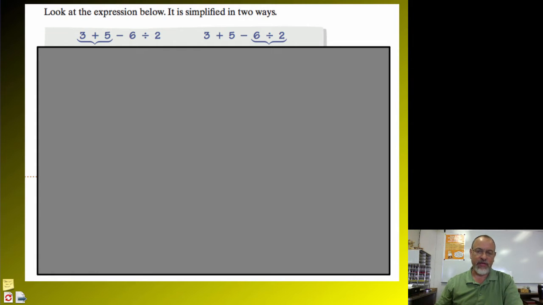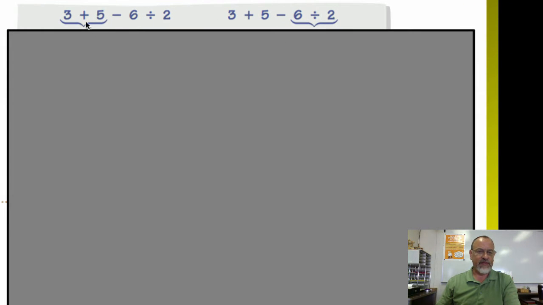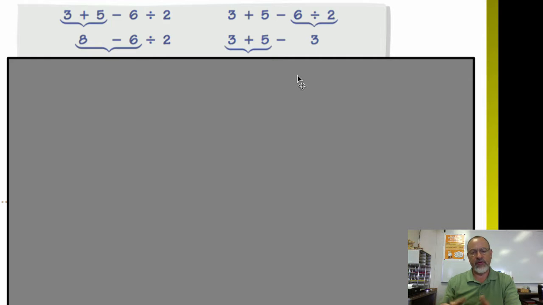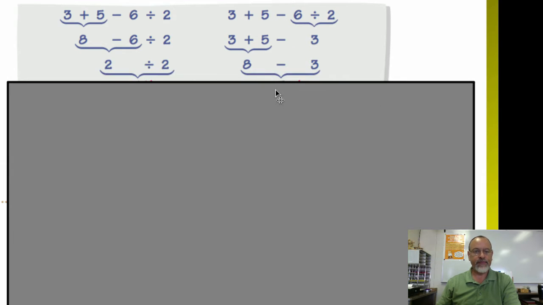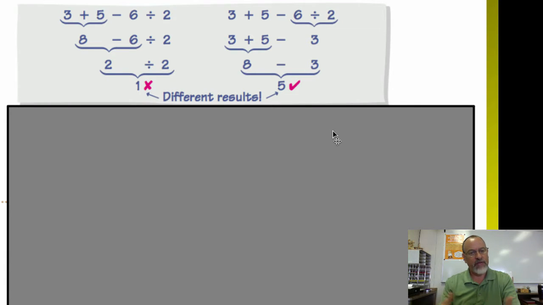And very quickly we can see that in this example here. We start with the same expression. The person on the left decides to add the 3 and the 5 first, while the person on the right decides to divide 6 by 2 first. That leaves them each with different expressions. The person on the left then subtracts the 6 from the 8, while the person on the right adds the 3 and the 5. The person on the left then is left with 2 divided by 2, and the person on the right is left with 8 minus 3. And so you can see we get two very different results, even though we both began with the same thing. And this is what happens when we do different order of operations.